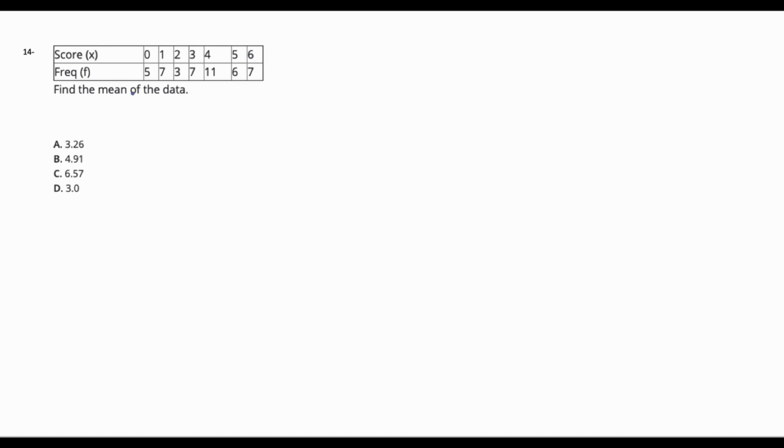Question 14 says find the mean of the data presented above. Now when you have a table like this and you're looking for the mean, it is simply the summation of each frequency multiplied by each term, divided by the summation of the frequency.